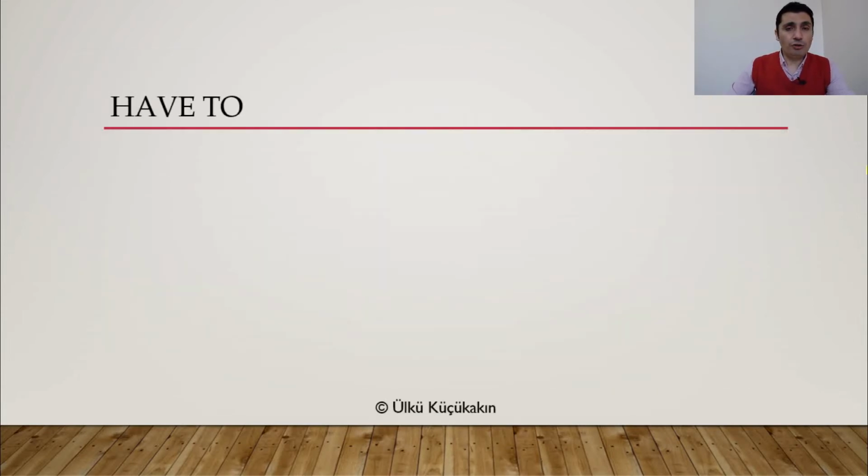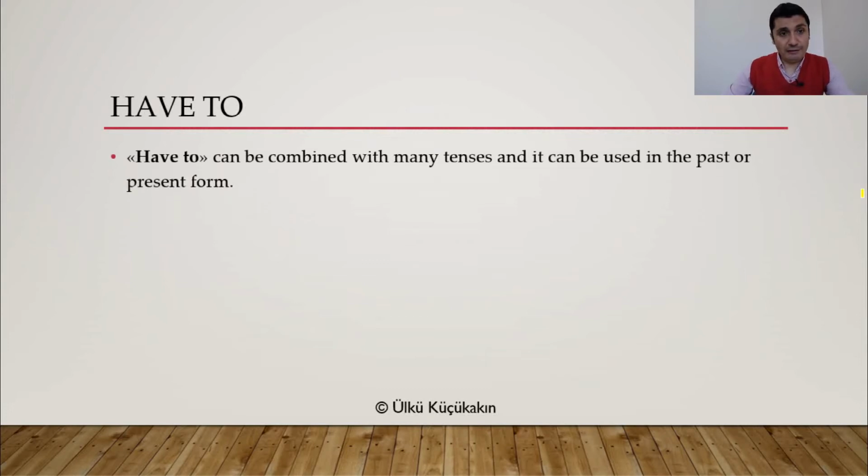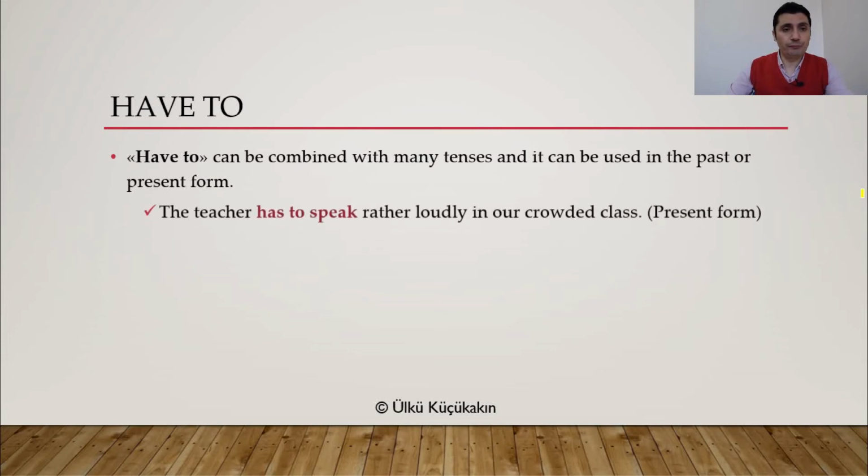All right. So let's continue with have to, everyone. So have to, like I said earlier, can be combined with many tenses, and it can be used in the past or in the present form. All right. So the teacher has to speak rather loudly in our crowded classroom. So here, has to is in present form. You are talking about a general necessity in this sentence. Our teacher always has to speak loudly.